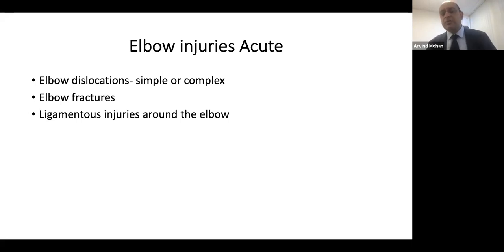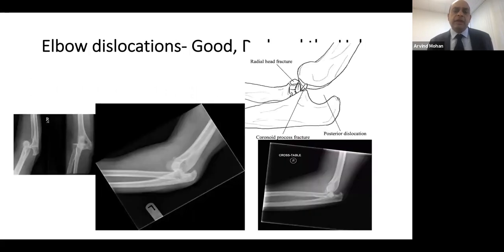And then obviously the ones which have associated fractures will end up in A&E. This is just to show you what spectrum of dislocations you can see, from the good, the bad, the ugly. So just be aware of this. On the extreme right is a terrible triad, where there will be an associated fracture, ligamentous injury, the full house of a dislocation.